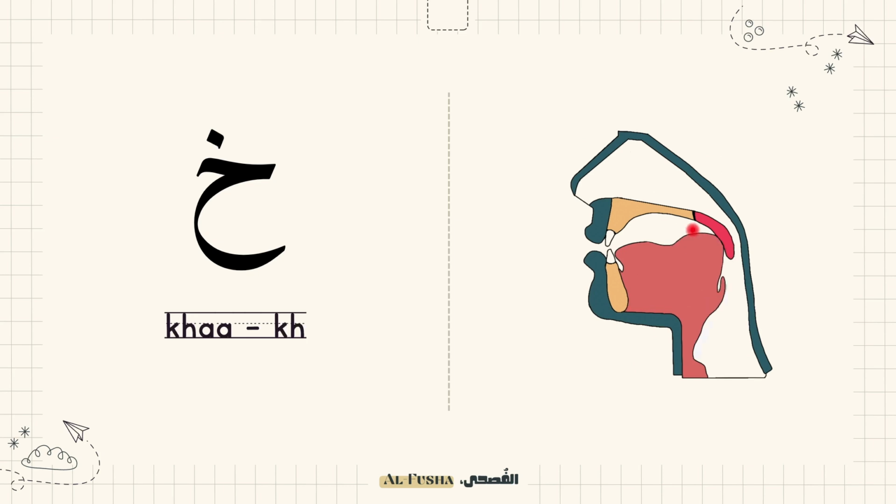Perfect. Then we have Kha, Kha. As you see, the tongue goes backward and touches the top of your mouth, and that makes the vibration. Kha, kha. So we say again, Kha. Perfect.